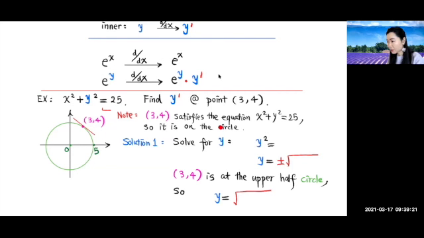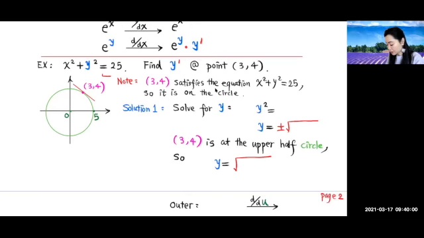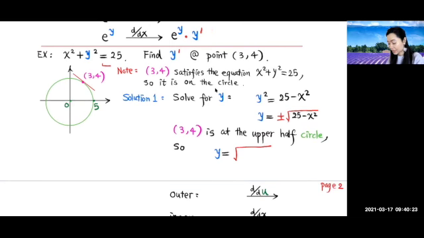We're going to solve for y. To solve for y, we first isolate y squared. So y squared here is equal to 25 minus x squared. To solve for y, we take square root on both sides. So you have y equal to plus or minus square root of 25 minus x squared. Because this point is at the upper half of the circle, you only take the positive root of this, right? So y is equal to positive root of 25 minus x squared.